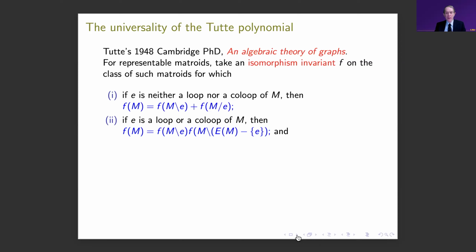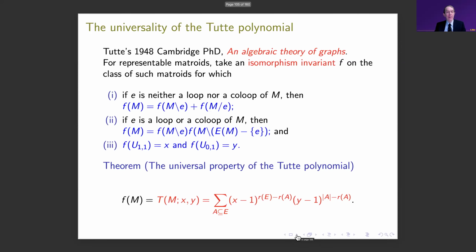And then suppose that I tell you that I get the value X when I evaluate it on the one element coloop, Y when I evaluate it on the one element loop. Then the theorem is that this function F is an evaluation of the Tutte polynomial. And this is how it's evaluated. So the key point here is that there's a two-variable polynomial so that every isomorphism invariant that obeys these conditions is an evaluation of this polynomial.